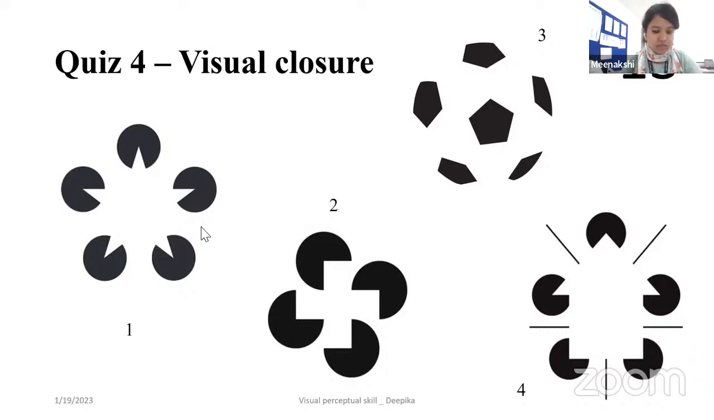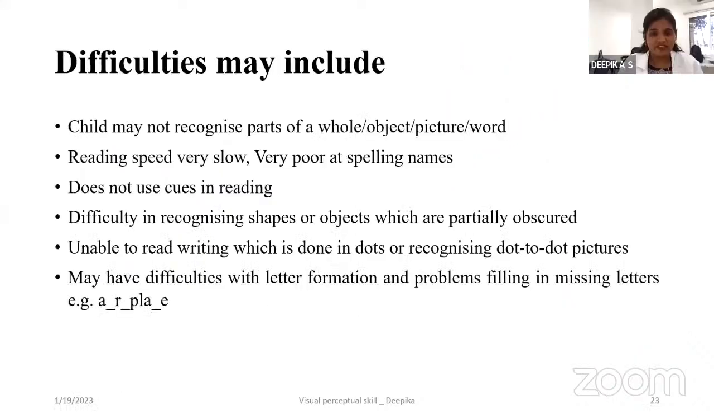The difficulties in visual closure may include: the child may not recognize parts of a whole object, picture, or word. Reading speed will be very slow, spelling of names very poor, and the child does not use cues in reading. There is difficulty recognizing a shape or object which is partially obscured, inability to read writing done in dots or recognize dot-to-dot pictures, and there may also be difficulties with letter formation and problems filling in the missing letters. Likewise, here is an example.